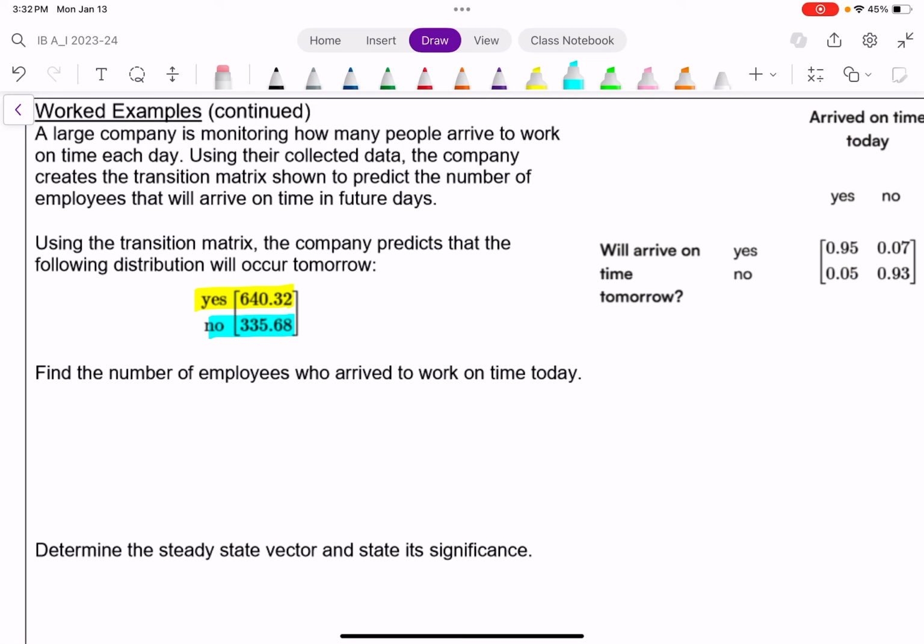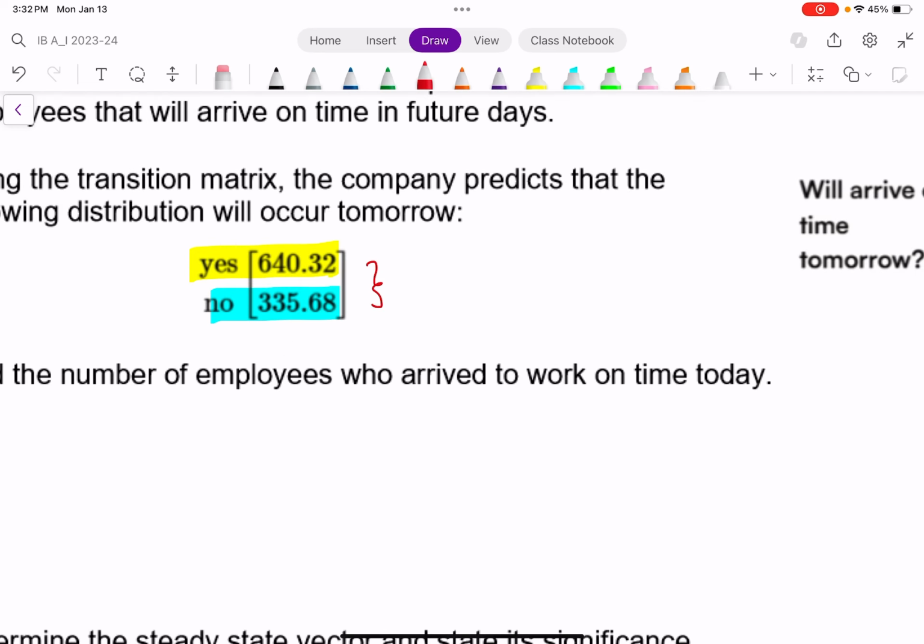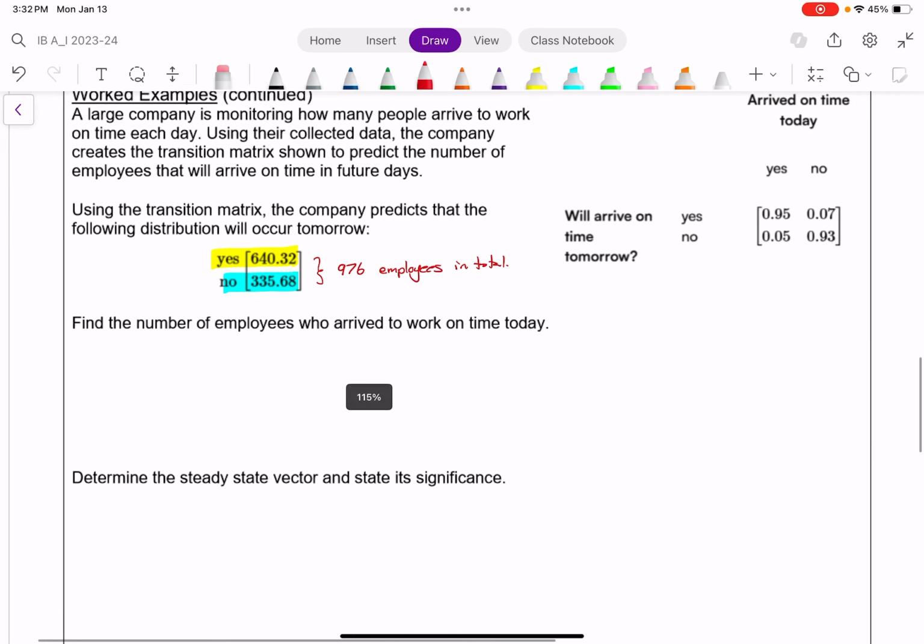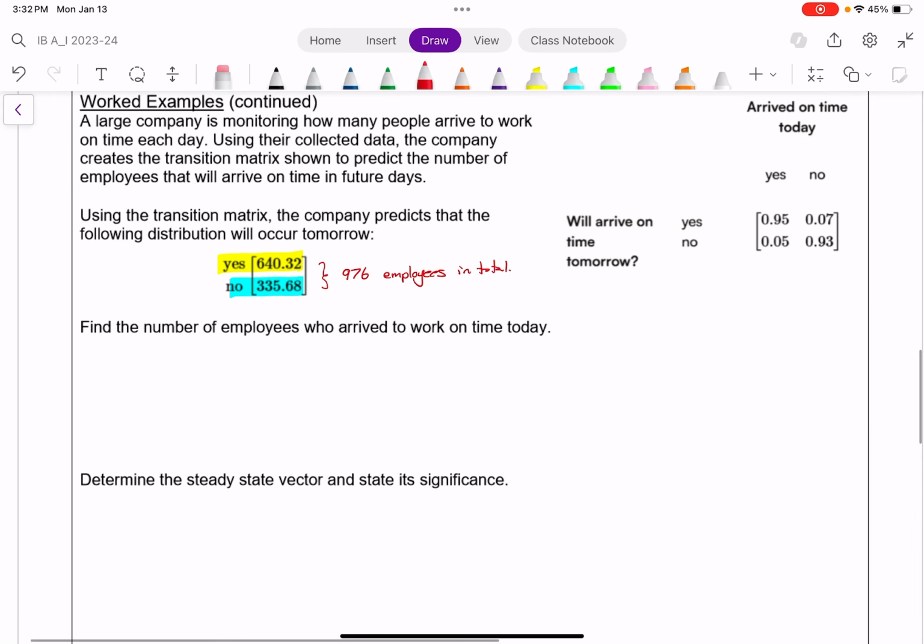Keep in mind, one thing that's helpful, it doesn't actually tell you directly here, but if I add these up, that tells me the total number of employees, and we get 976. So there's 976 employees in total. So in this case, we know the future prediction, how many are there now today?